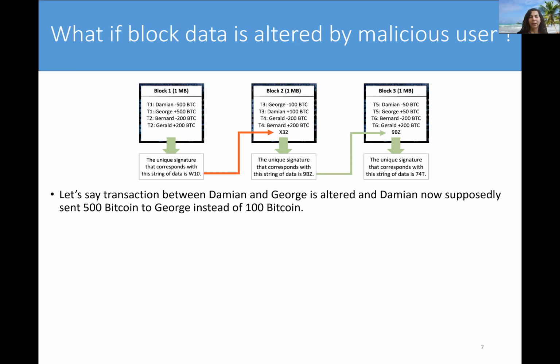Now, let's just see what happens if somebody is changing the transaction amount. Like, what if Damien has paid George $100, but he claims later on that he actually paid $100,000, and wants to get some benefits out of it. And now, in this example, I guess I've written 500 instead of the 100.